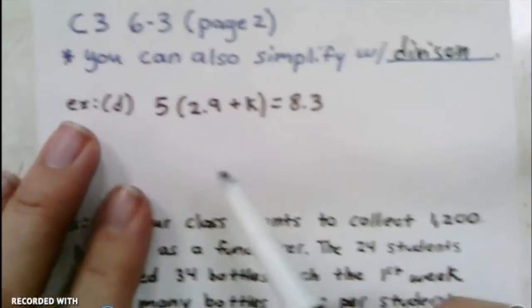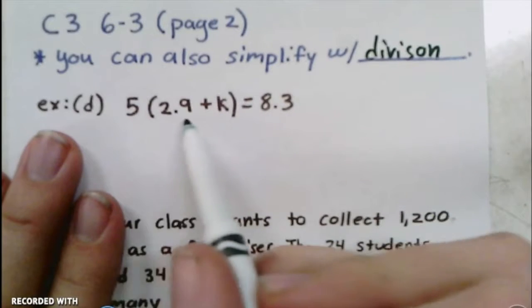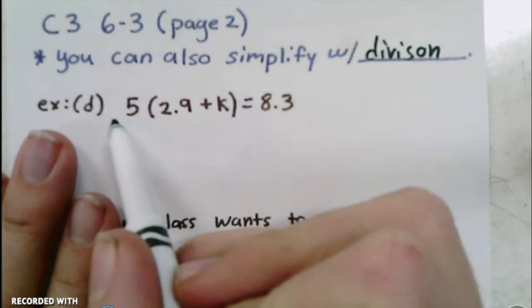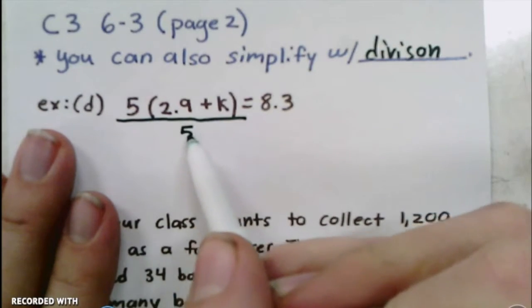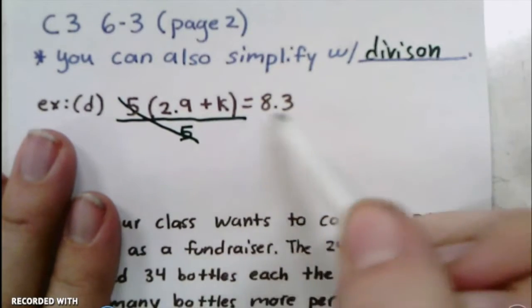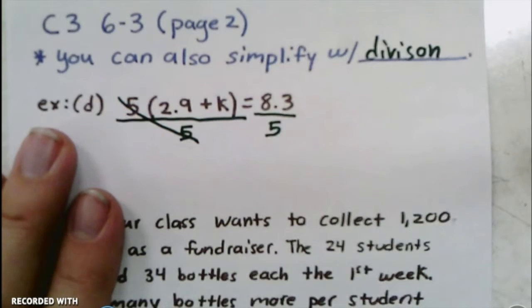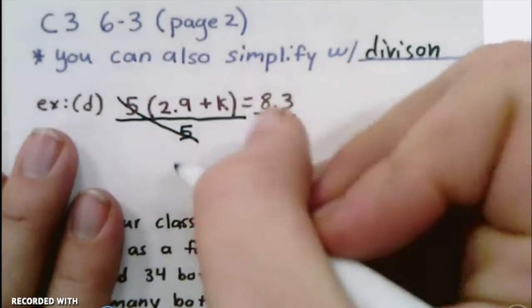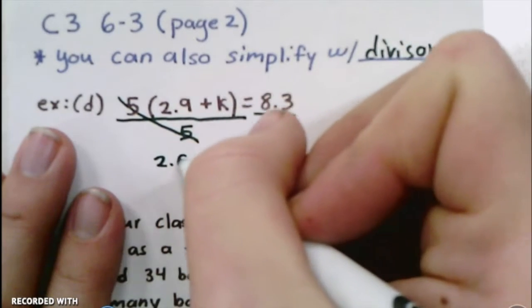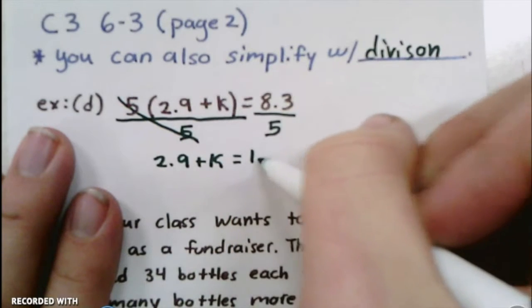So instead of distributing this 5, this whole thing is being multiplied by 5 right now. So I can undo that by dividing this whole thing by 5. And whatever I do to this side of the equation, I have to do to this side. So I could do 8.3 divided by 5, and I would get 2.9 plus k equals 1.66.